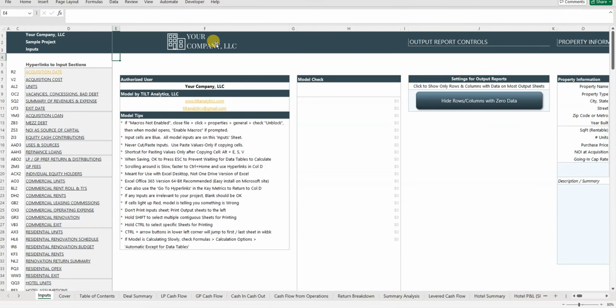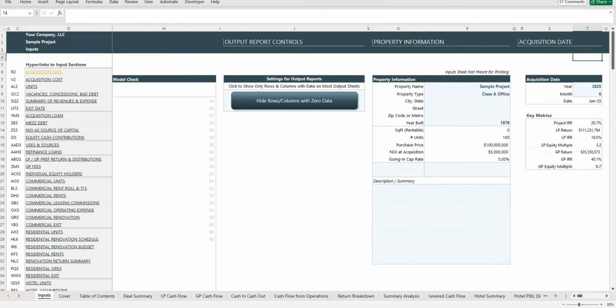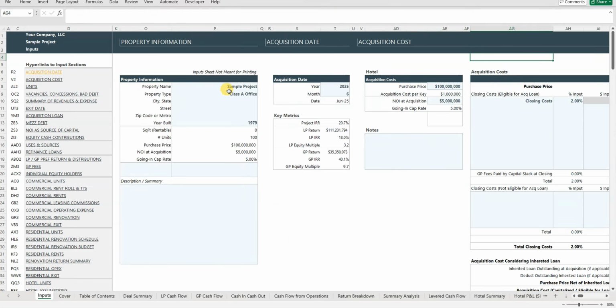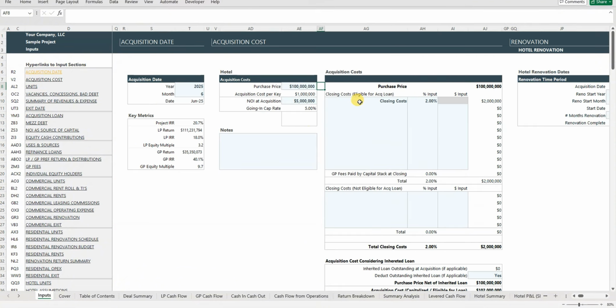Let's see how using the tool works on inputting a project. So you'll see that all of the input categories are, for the most part, pretty self-evident. I mean, the blue cells are your inputs. You input the project name and so on, some information, the date that you're going to acquire the place, what are you going to pay for it, closing costs.